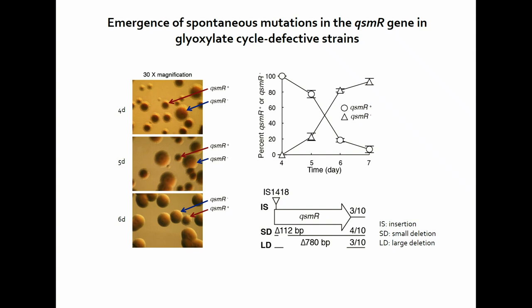This is 5 days, and this is after 6 days. After 6 or 7 days, almost all colonies look flat and bigger, okay, compared to wild type. This is the wild type, and this is the mutant, okay? So this is the percent of QSMR plus or QSMR minus, and if you look at the data here, this is the minus. QSMR mutants, they went up to almost 90%, all right?